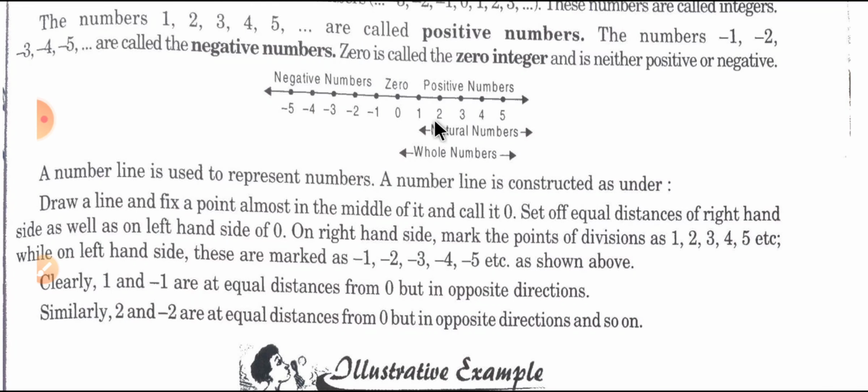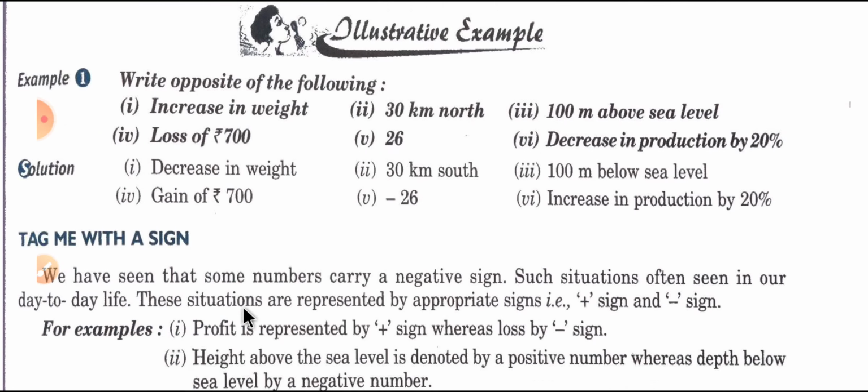First, you have to make a line, mark 0 in the middle, then on the left side you have to mark negative numbers, and on the right side you have to mark positive numbers. Now, you can see the opposite of an increase in weight. What is the opposite of increase? Decrease. So we have to write decrease in weight. For 30 km north, we have to write the opposite of north, and what will that be? South. Like this we have to see all the questions.